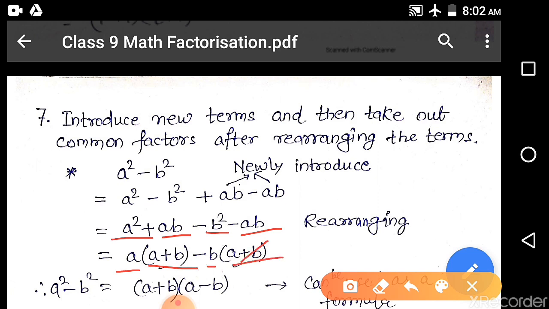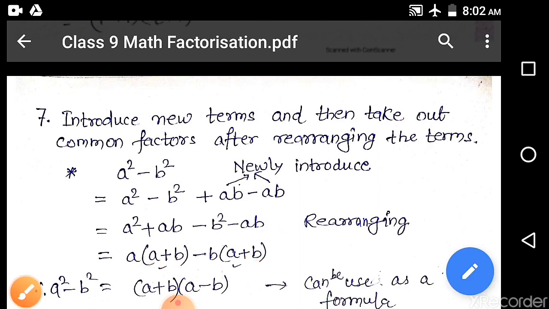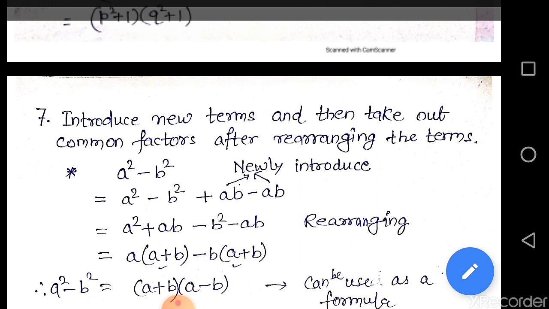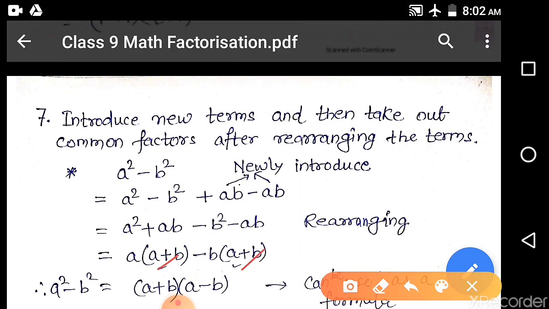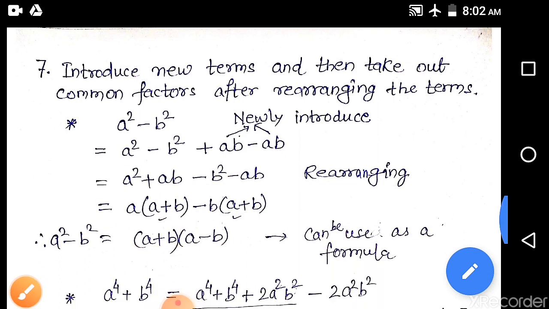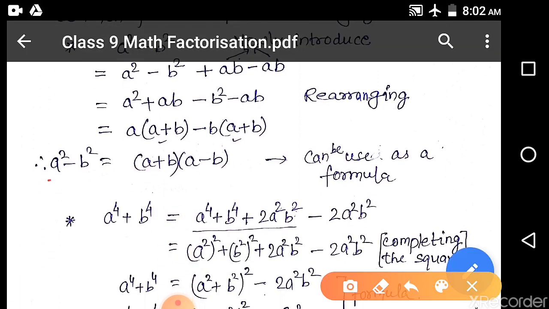So we have two same bracketed terms, a plus b and a plus b. This can be taken out common, and what is left? A minus b. So this a square minus b square, which is the initial question, becomes a plus b into a minus b. So this can be used as a formula.